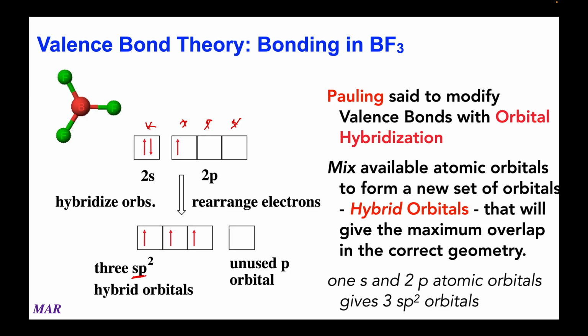So in this case, 1s and 2p atomic orbitals give 3 sp2 orbitals. And that's again where this comes from. So sp2 means 1 part s and 2 parts p. And there's going to be 3 of these, as well as that unused p orbital that we'll talk about later.